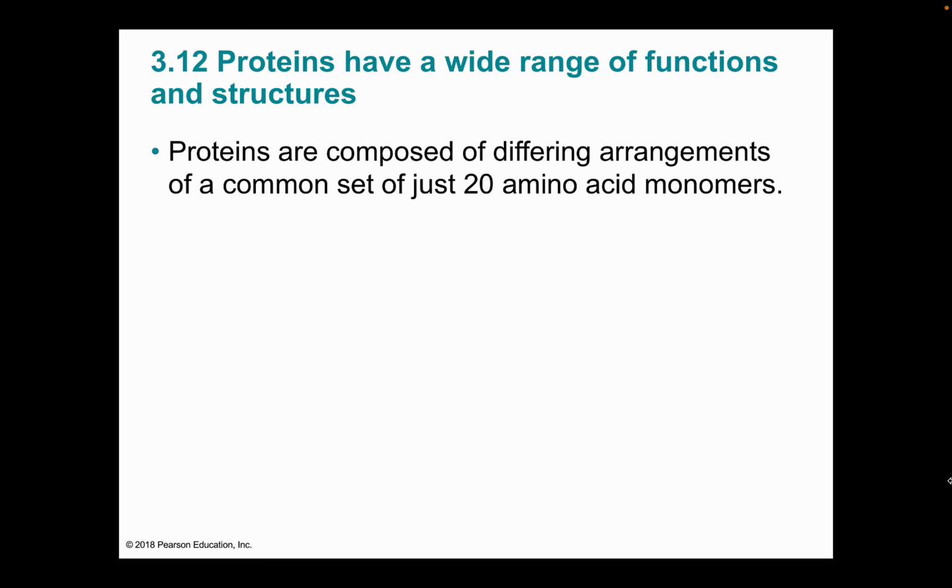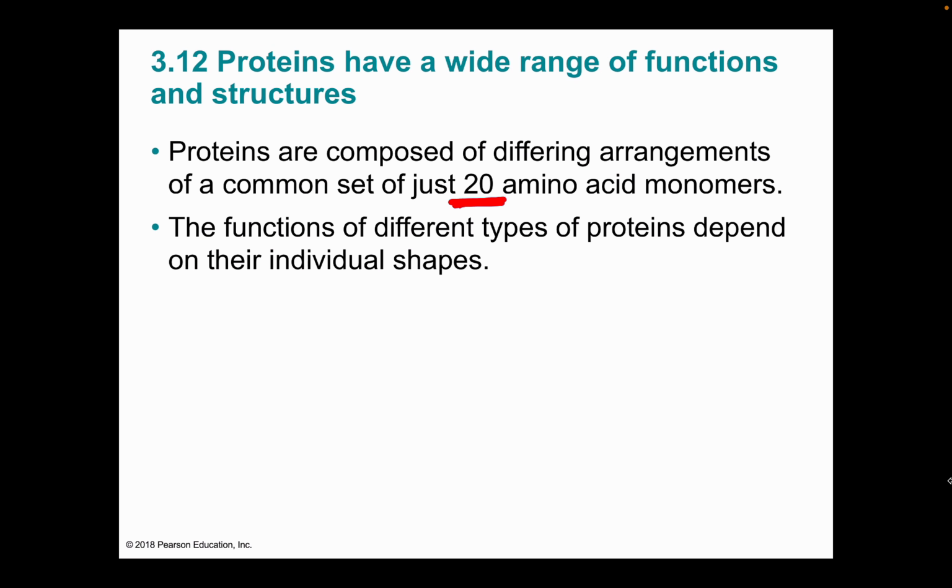All right, so now getting into what they're made up of: they're composed of differing arrangements of a common set of 20 amino acid monomers, right? So monomers, remember, are the individual subunits that make up proteins, right? Polypeptide chains. Just like carbohydrates are made up of monosaccharides, lipids are made up of fatty acid tails, proteins are made up of amino acids.